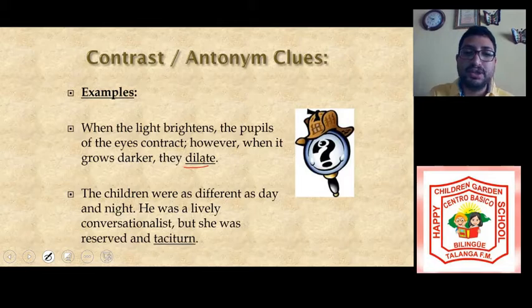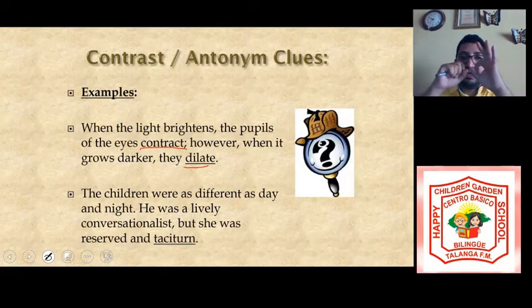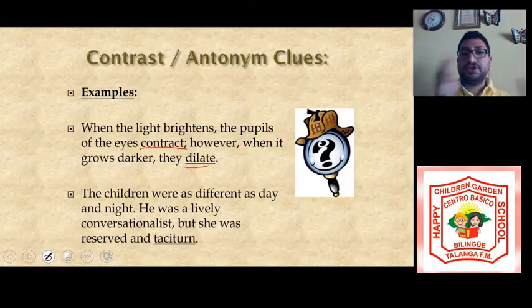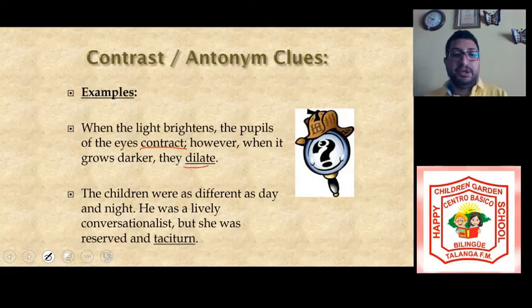Dilate is going to tell us the meaning of contract. Dilate, they expand. Contract, they contract. We can use it to find the sentence of the other. The children were as different as day and night.